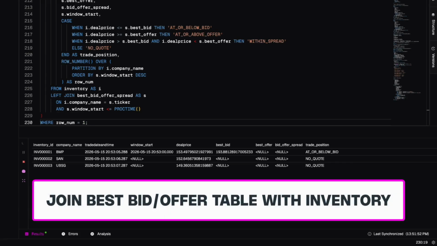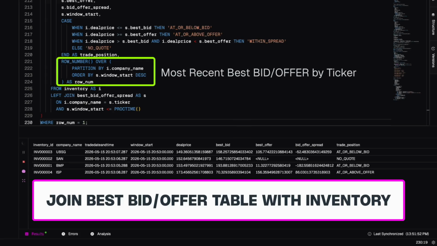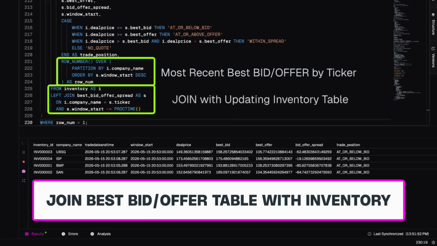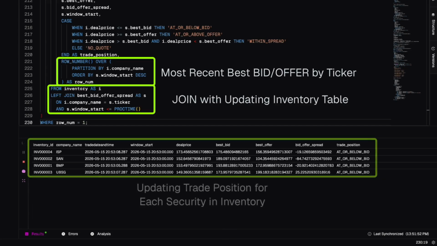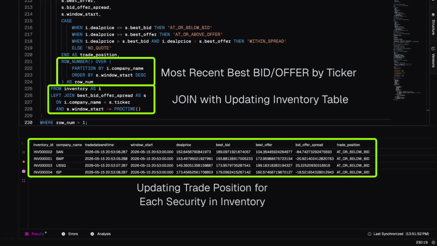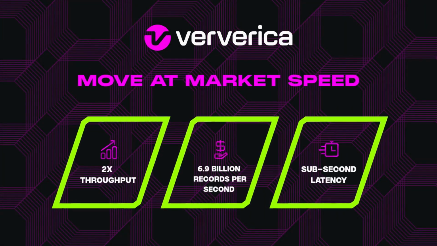Now that we have our up-to-the-second highest bid and lowest offer, we use a join to combine this live updating data with our also updating securities inventory. Flink handles joins over 2 updating streams with ease. And for each security in our inventory, we automatically see where our securities price fits relative to current market conditions with proposed actions. Flink makes sure we're always using the most up-to-the-moment bids and offers for comparison with our inventory, providing you with trade recommendations at the speed that markets move.